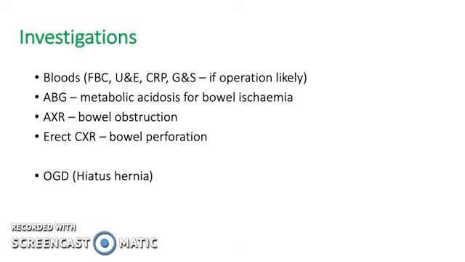Some of the investigations that you want to carry out are bloods, which is routine. However, you'd want to do a GNS as well in case an operation is likely. An ABG to check for metabolic acidosis for bowel ischemia. An abdominal X-ray for bowel obstruction, and an erect chest X-ray for bowel perforation. You might also want to do an OGD to investigate the possibility of a hiatal hernia.